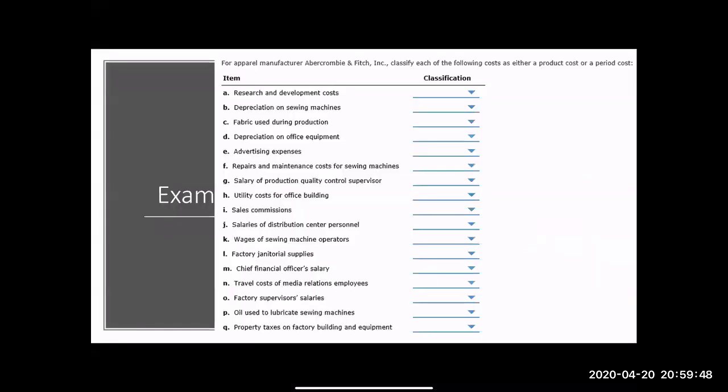So what I want you guys to do now is take a second and go through these and see if you can figure out how to properly categorize each of these for Abercrombie and Fitch as either a product cost or period cost. Hopefully you guys get it. If not, let me know, and then we can walk through maybe where you went wrong, or where you're like, that's not sitting well with me, okay?